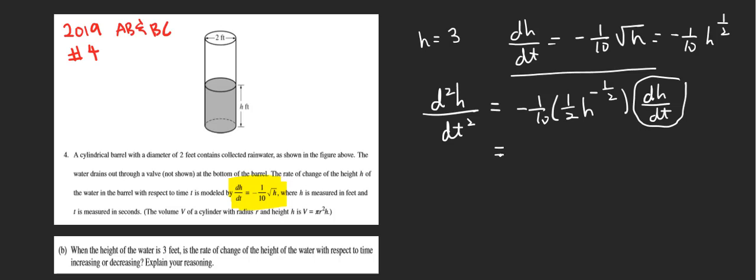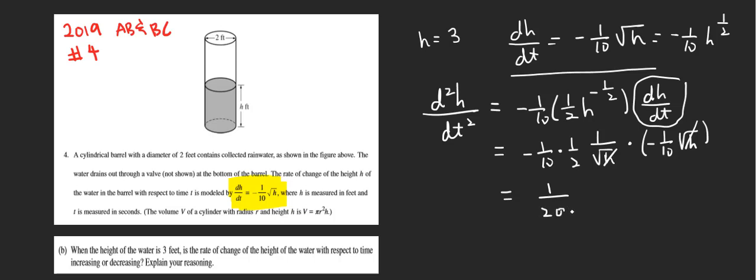So you will get negative 1 over 10 times 1 over 2 radical h times, what is dh over dt? Well, it's given right here: negative 1 over 10 radical h. Radical h will cancel out. Negative times negative is positive. So you end up getting 1 over 200. Notice it doesn't matter what h is because there's no h to plug in. No matter what h is, the derivative of dh over dt is always going to be positive.